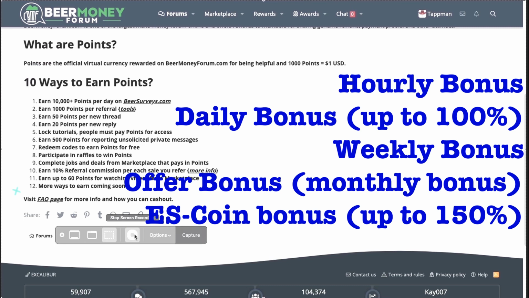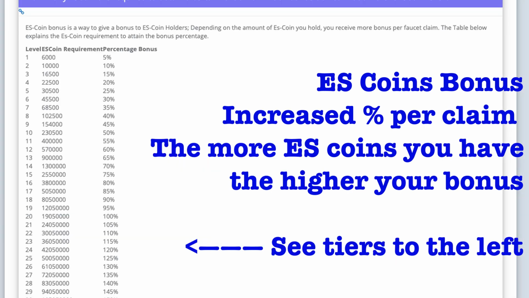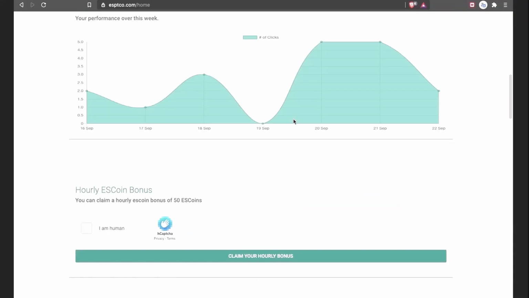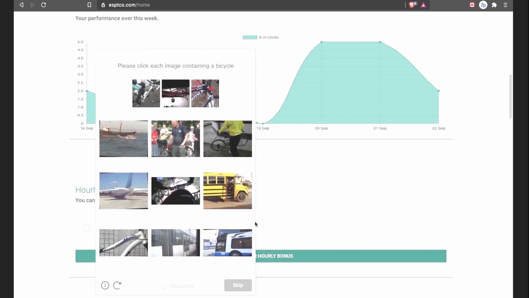Another way to earn on ES Faucets is their bonuses. ES Faucets offers a lot of bonuses, including hourly bonus, daily bonus, monthly bonus, weekly bonus, and ES Coins bonus. The ES Coins bonus gives you an increased percentage of your claims based on how much ES coin you're holding. If you're using the site for advertising, then you'll surely benefit from this, because chances are you're going to have to buy coins, like I did, and then you're going to get this big giant bonus to your claims.